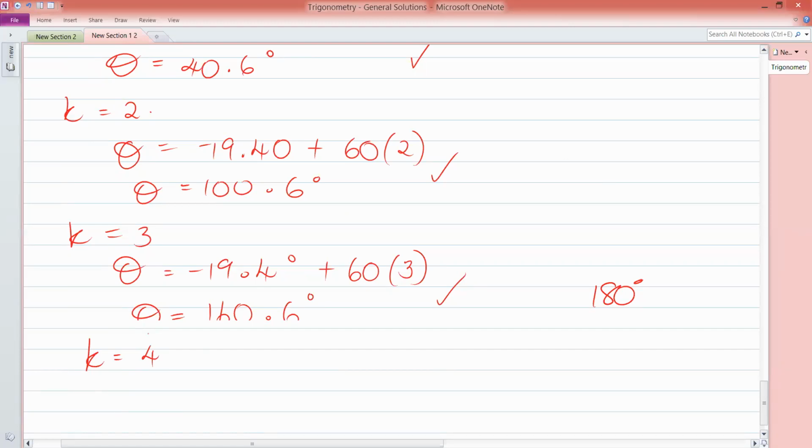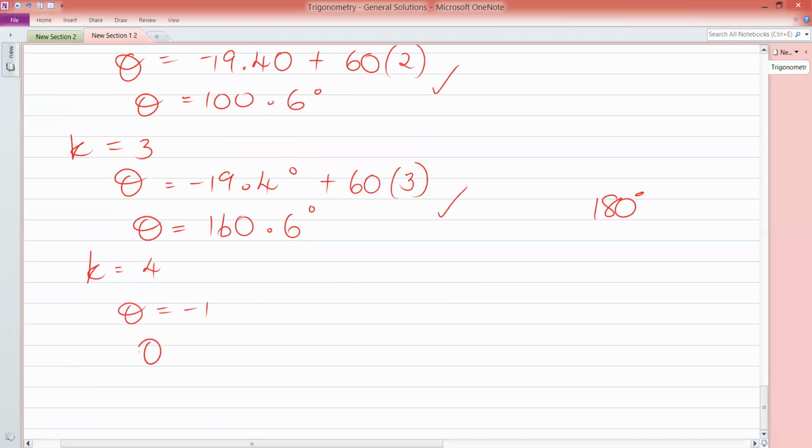Someone wanted to ask something? Okay, so when I try K is equal to 4, I get 220,6. Now is it still within the negative 180 to 180? It's not, right? So I'm going to discard that value. I'm at the point where I can't find more values, so I found 4.